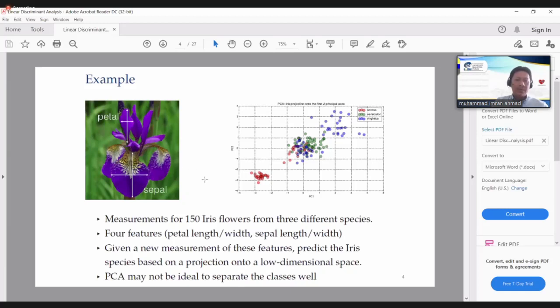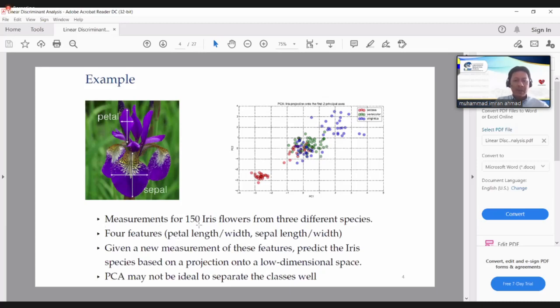For example, species number 1 is represented by red color, and the name is Setosa. Species number 2 is green, and species number 3 is purple. These 3 species we represent in a feature space like this. After we apply PCA, we can see that they are not well separated. This is after we project using PCA.